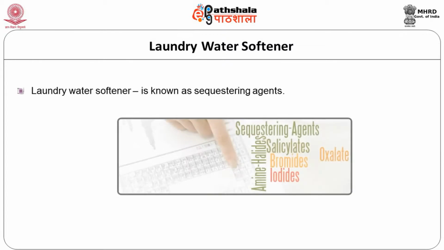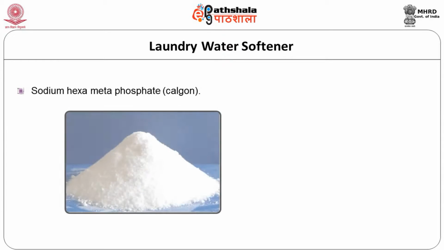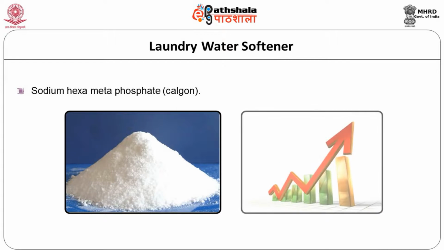The laundry water softener, which you may have heard of in magazines or in the newspaper, is known as a sequestering agent. For example, the chemical name for this sequestering agent is sodium hexametaphosphate. In general, it is called a halogen. This forms a complex salt with calcium and magnesium ions and no precipitate is formed. But this chemical is very expensive.